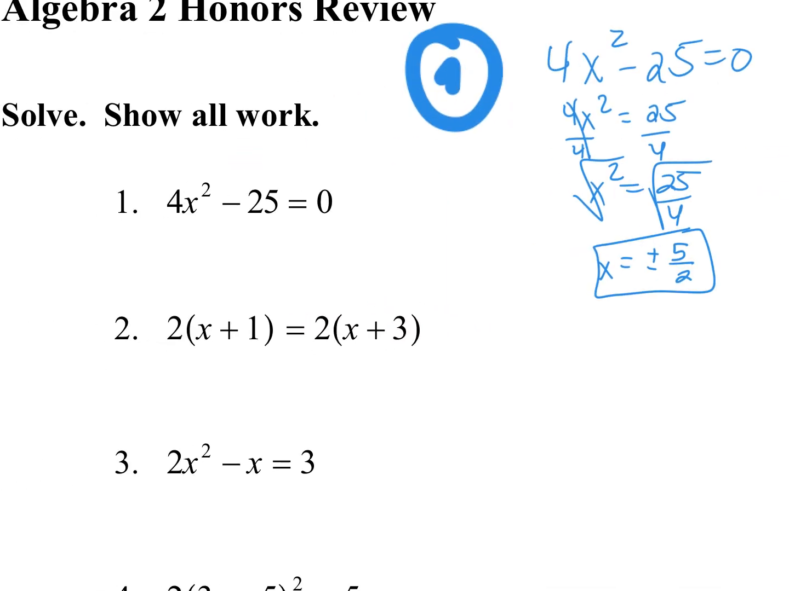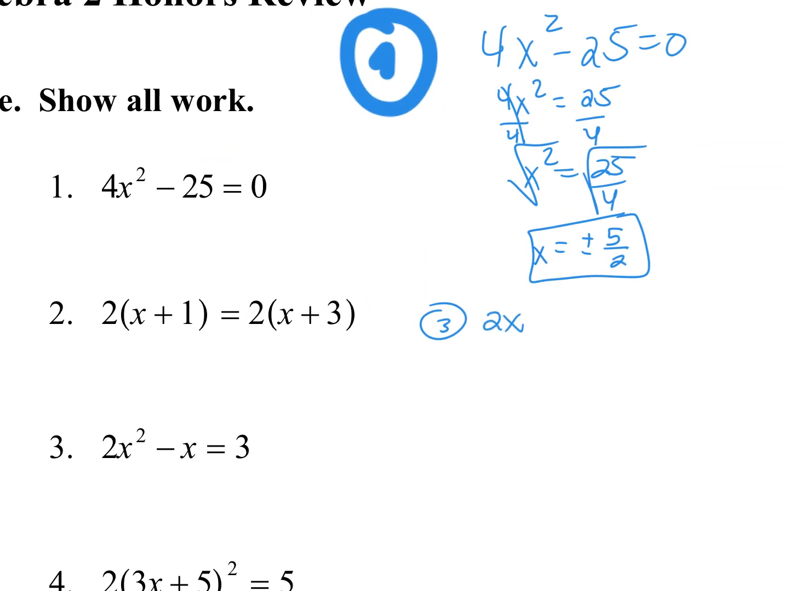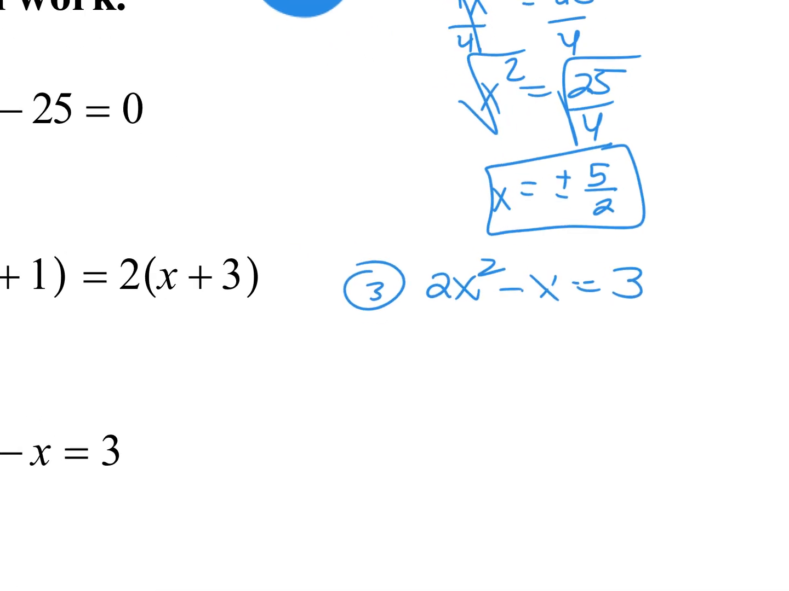All right, so let's look at number 3. We have 2x squared minus x equals 3. Okay, so what can we do here? Well, I have an x squared and an x, so it's a quadratic. I'm going to move everything to one side and try and factor it. So 2x squared minus x, when I move my 3 over, minus 3 equals 0. If it doesn't factor, then we have to use completing the square. So let's hope this one factors.